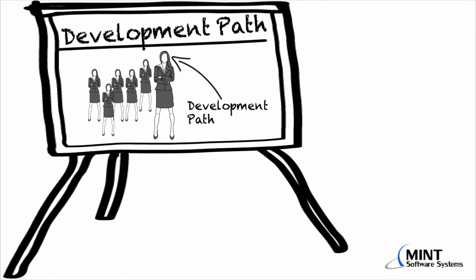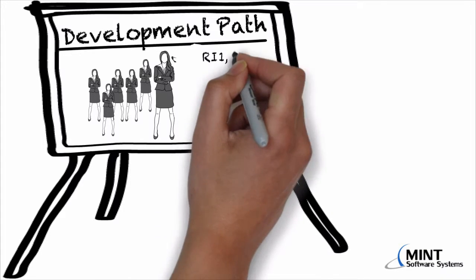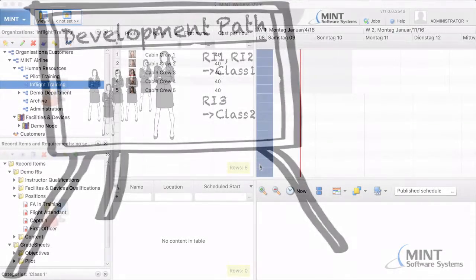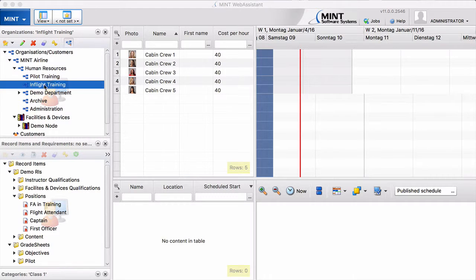In addition, we have to make sure that record item 1 and record item 2 are assigned to class 1, and record item 3 is assigned to class 2. So these are the things that we want to do in this part of the video. I already created in the in-flight training department our 5 new hires, the upcoming crew members, and at the moment they are not qualified for anything.